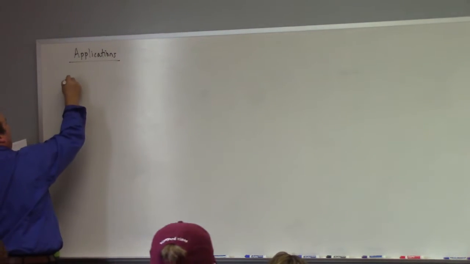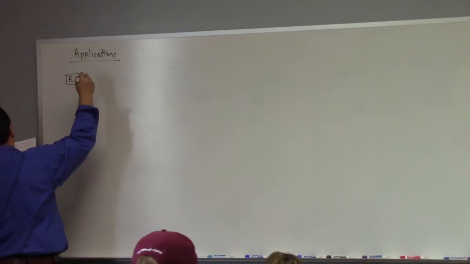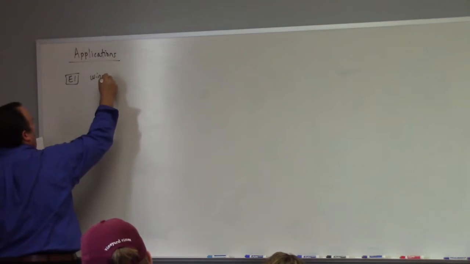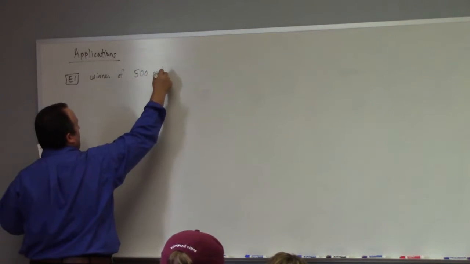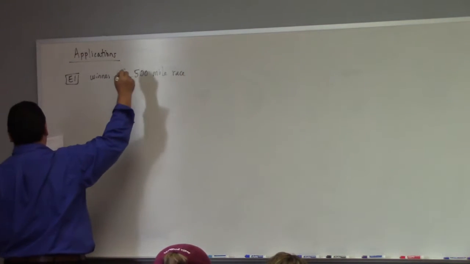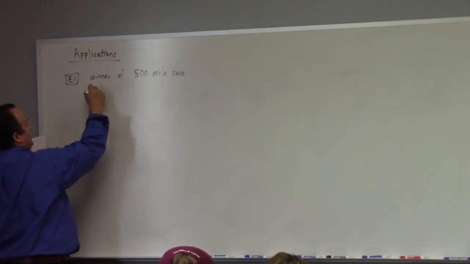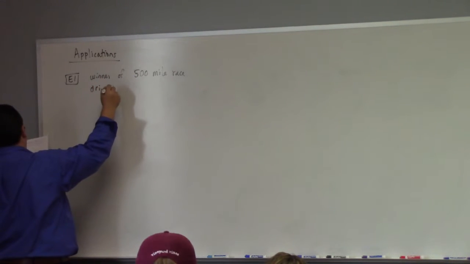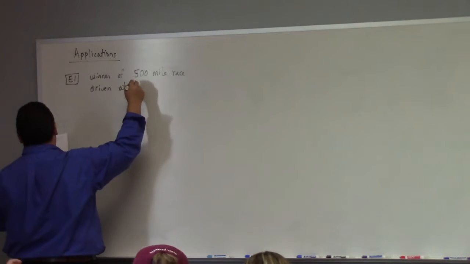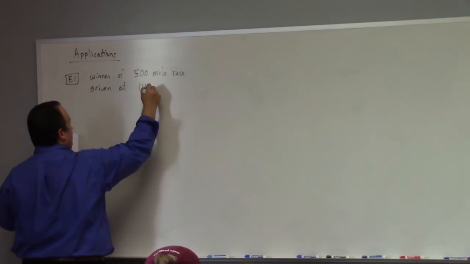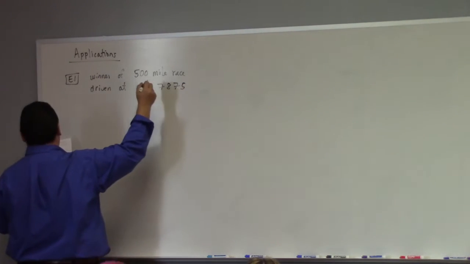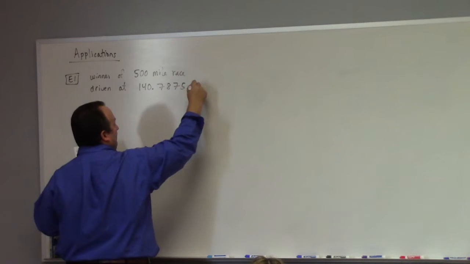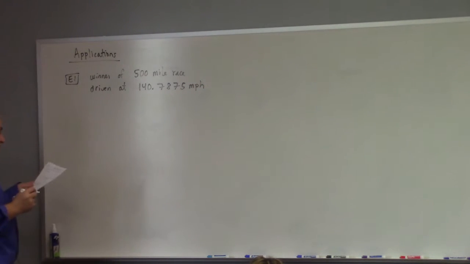So example 1, winner of a 500-mile race, driven at a constant speed of 140.7875, that's random, miles per hour. All right, and then the question is, what was his time to the nearest thousandth of an hour?